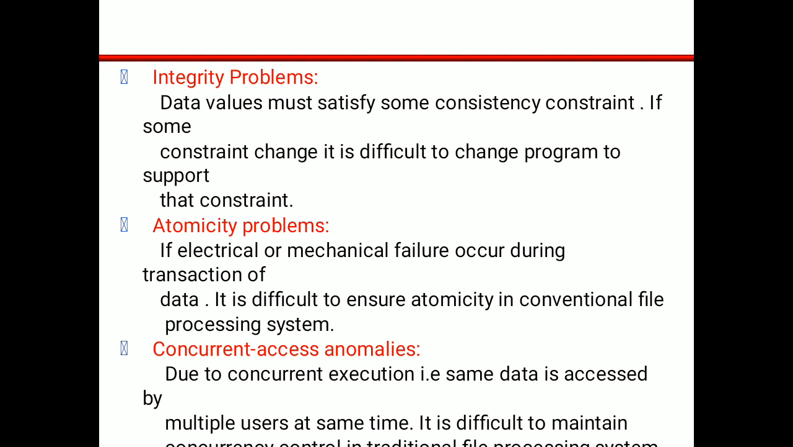Atomicity problem. Due to electrical or mechanical failure, it may happen that a transaction is incomplete. For example, if you are sending 50 rupees to your friend's account, then it should be sent to your friend's account, and if mechanical or electrical failure occurs, the condition is either the transaction has to be fully successful or it should be fully unsuccessful. So, that is atomicity problem, and achievement of this atomicity is difficult in conventional file processing system.